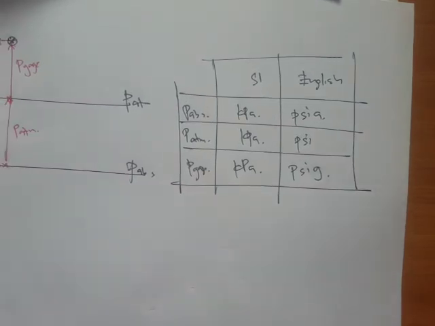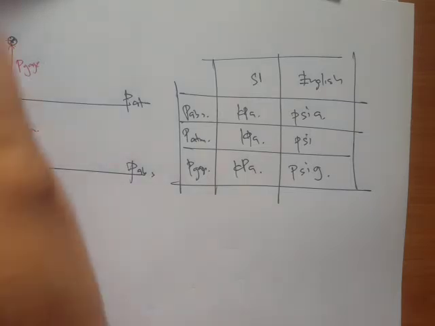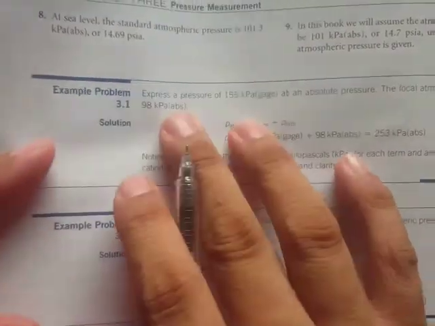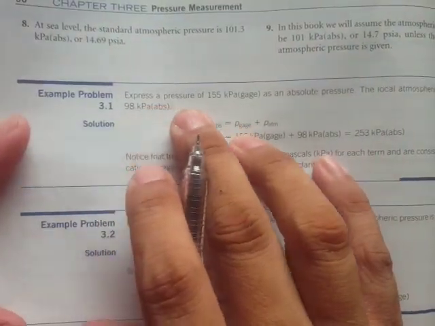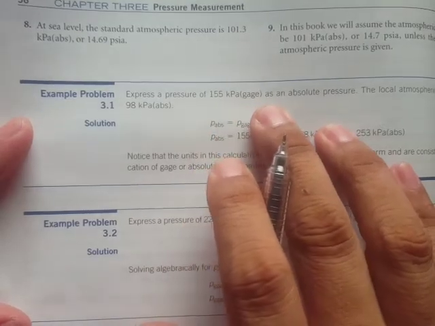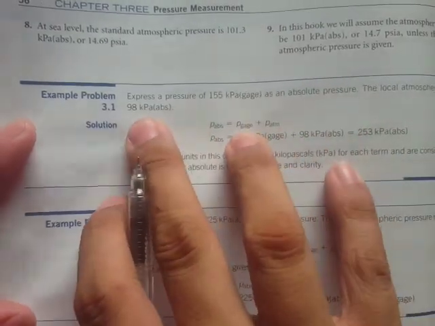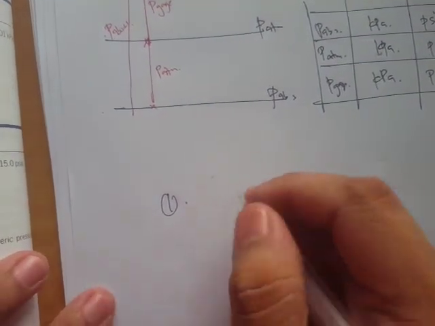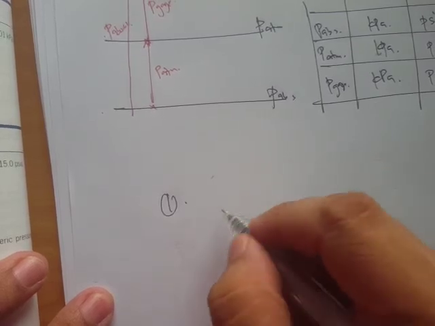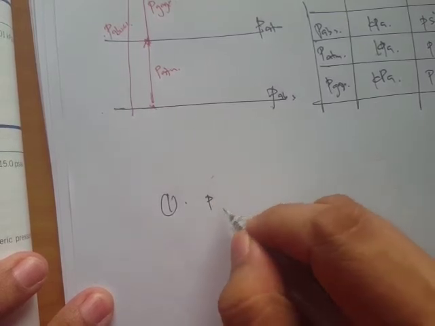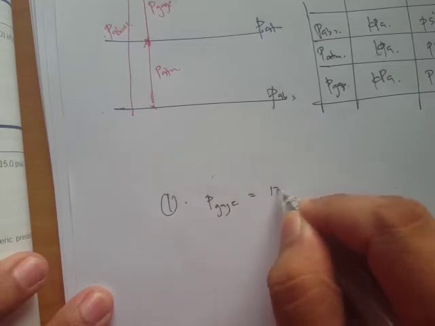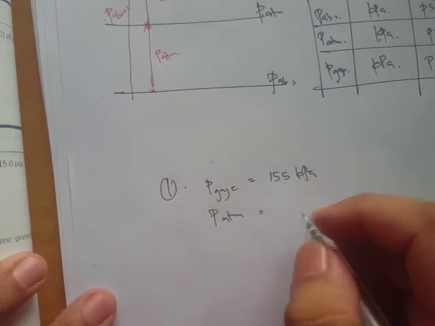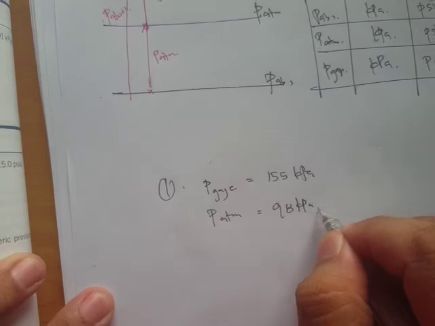Okay, so let's try to solve some problems here. Problem number one says: express a pressure of 155 kPa gauge as an absolute pressure. The local atmospheric pressure is 98 kPa. So for problem number one, we are given a P gauge of 155 kPa and a P atmospheric equal to 98 kPa.